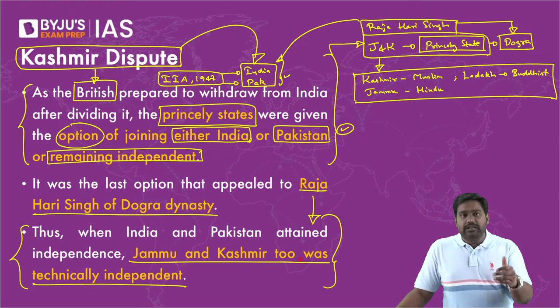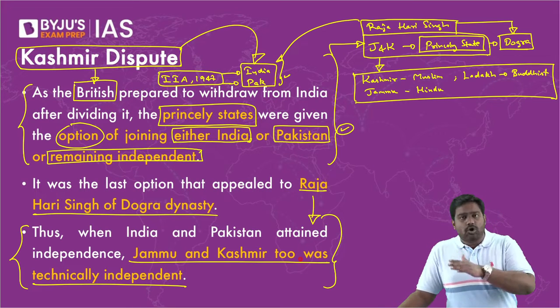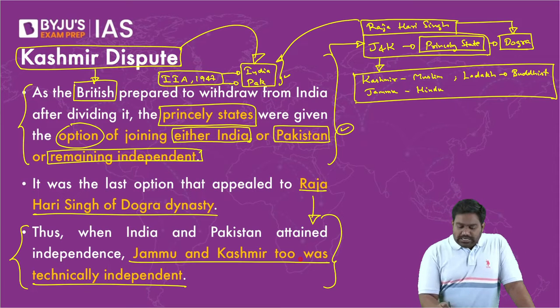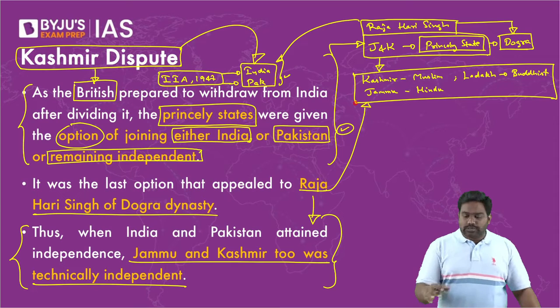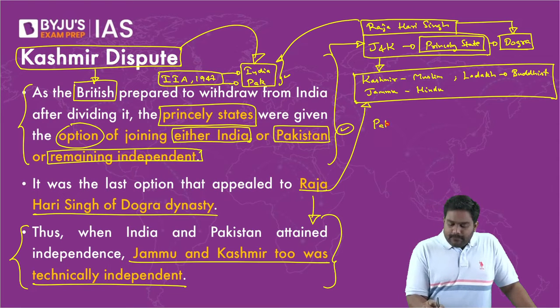J&K technically for a few months was independent because the legal heir, the legal monarch, according to the options given under the Indian Independence Act, had opted for independence. Right? The act gave the option to either join India or Pakistan or choose independence. So Raja Hari Singh opted for independence to retain his own authority and to consider the interests of his own subjects. And as a result, J&K technically was independent. But this led Pakistan to keep its eyes on Kashmir.